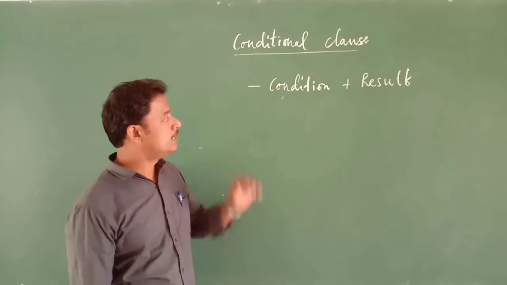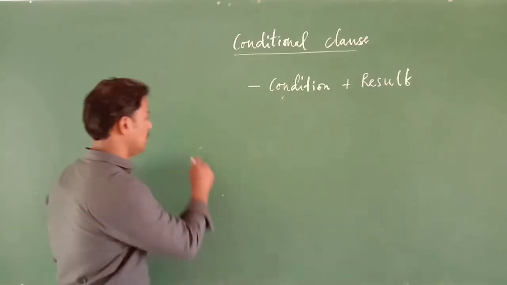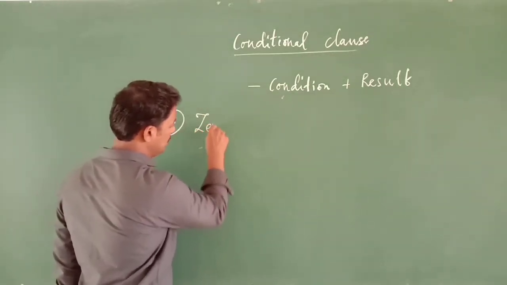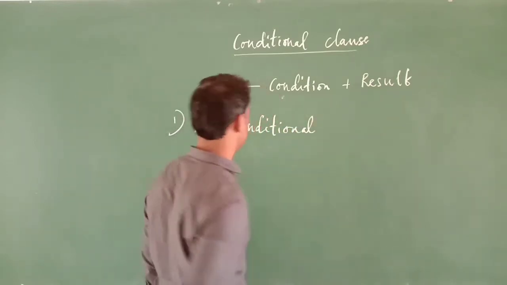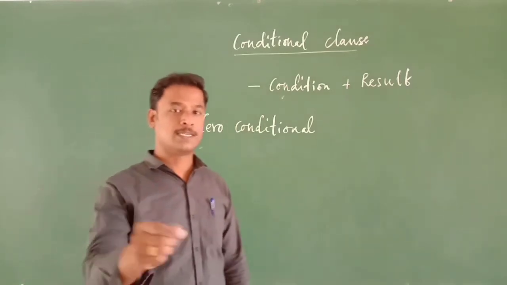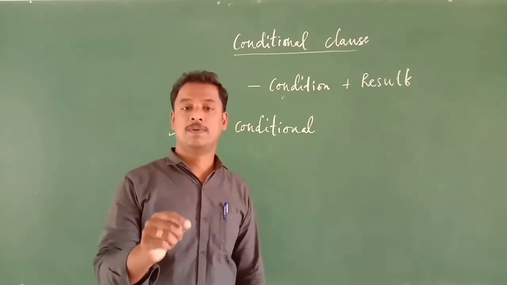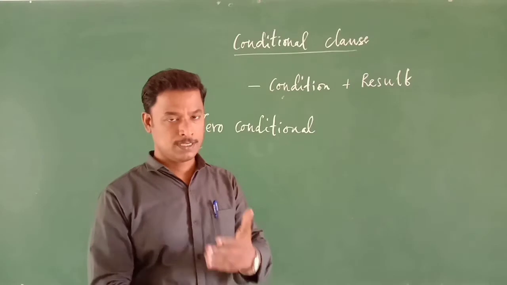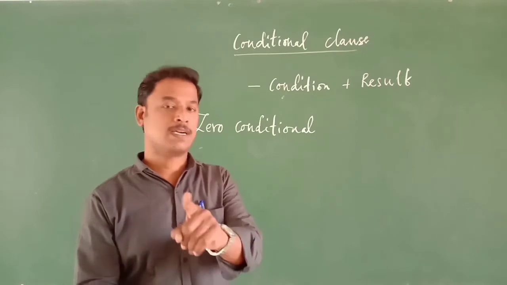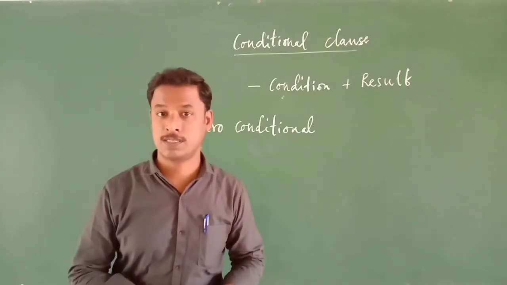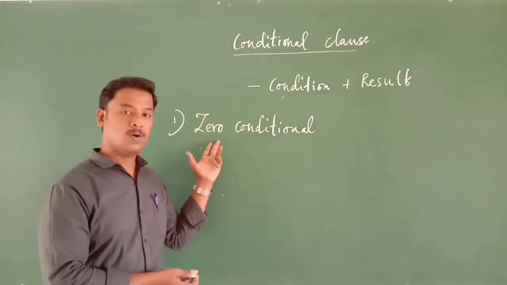Okay, right. These conditional clauses can be divided into four. The first one is zero conditional. Right. If you have the textbook, you can refer to that textbook. It is at page number 116. Students, just take your textbook and refer to page number 116. There we have a list of conditional clauses and the types of conditional clauses. Right. The first one is zero conditional.